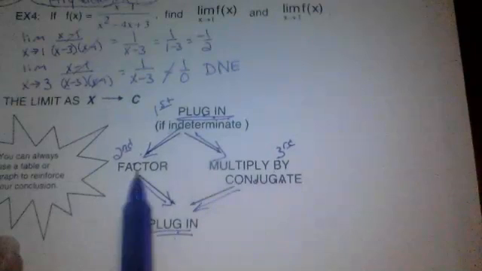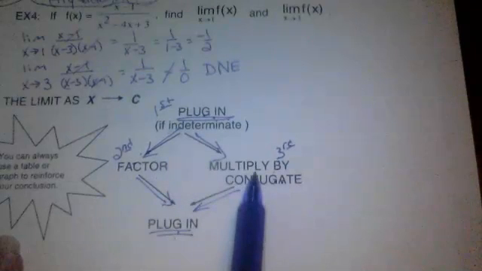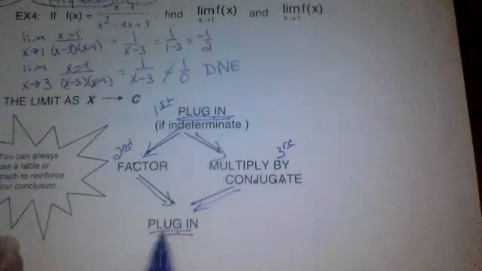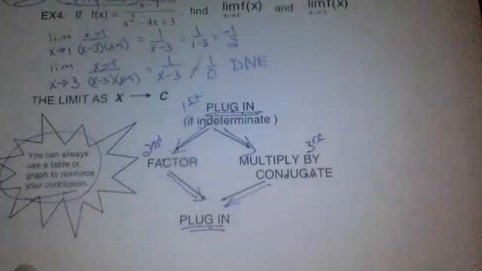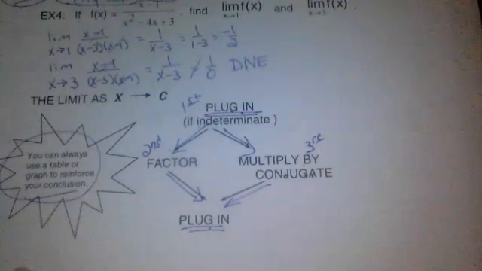If after you've done these things it still doesn't work, it still gives you a zero denominator, then the limit probably does not exist. You might want to try the table or the graph to reinforce your conclusion.